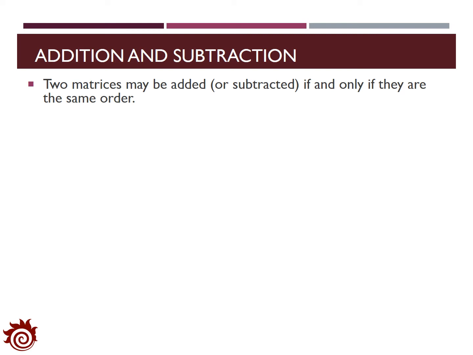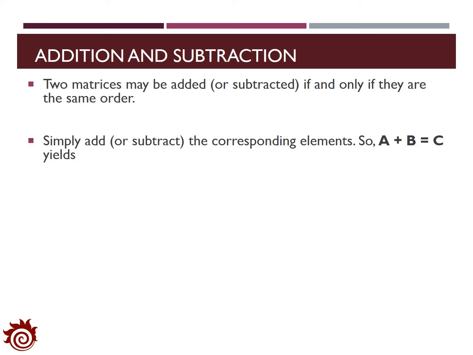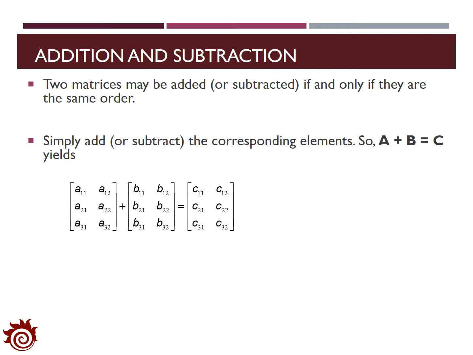We can introduce addition and subtraction operations for any two matrices, but these operations can be done if and only if the two matrices have the same dimension. To complete these operations, you just simply add or subtract the corresponding elements. For example, for the addition of two matrices A and B, which have the dimension of 3 by 2, the result, capital C, also has the dimension of 3 by 2. In this operation, C11 is just the addition of A11 and B11, and similarly for all the other elements.